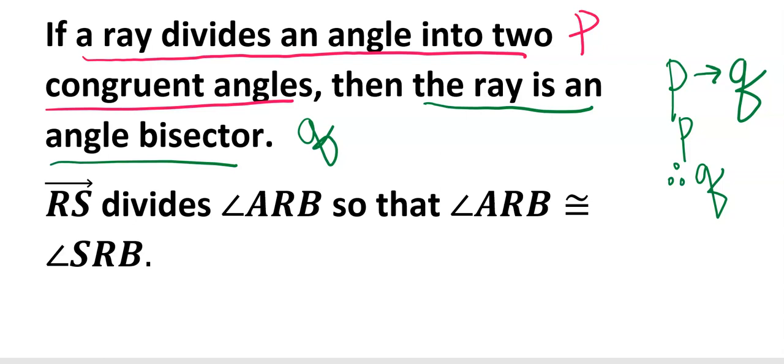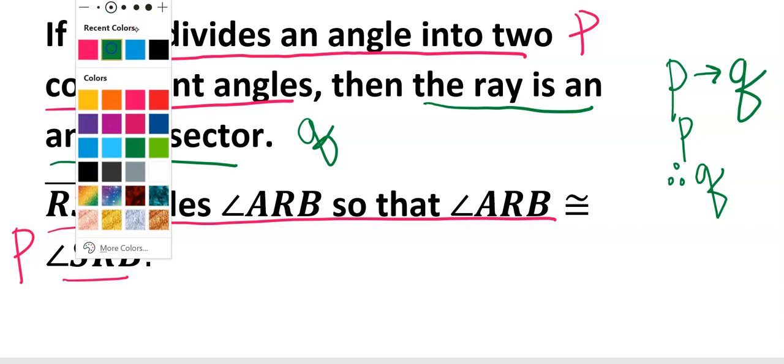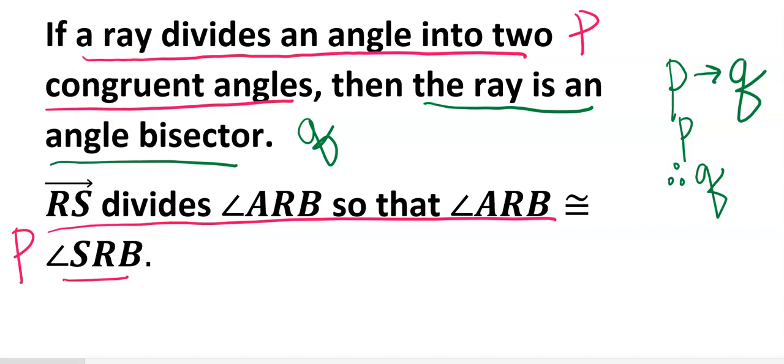They're talking about a specific ray, and that's okay. Divides angle ARB into two congruent angles. Have they done that? Yep, they're just being specific about it. So this actually is my P part. It corresponds to P, so I'm going to underline it in pink. And that's P. So I need to write my conclusion talking about the Q part.